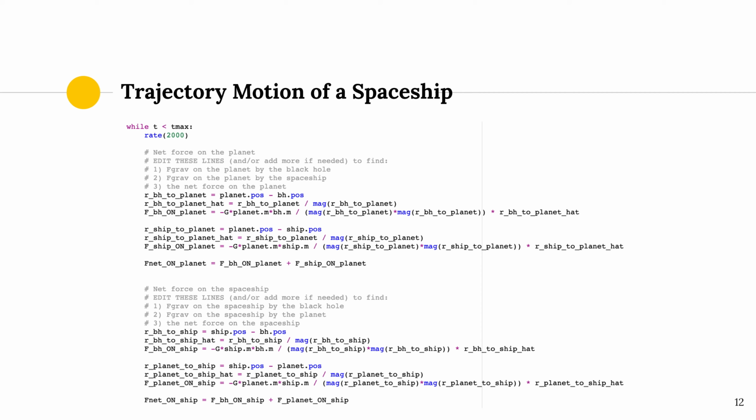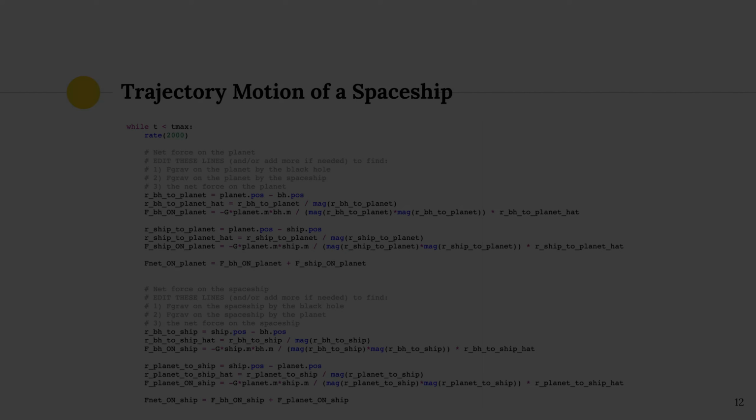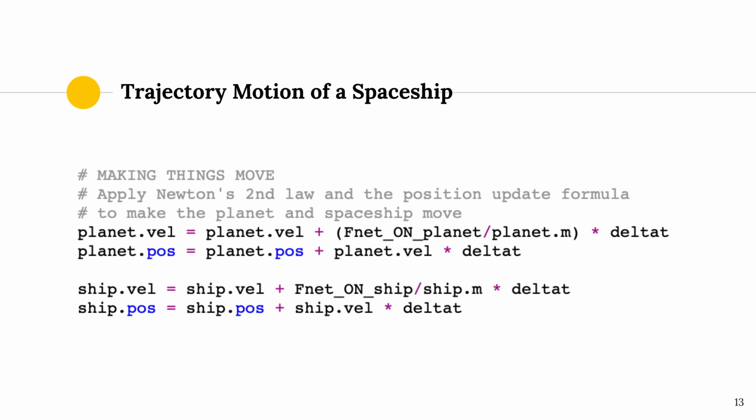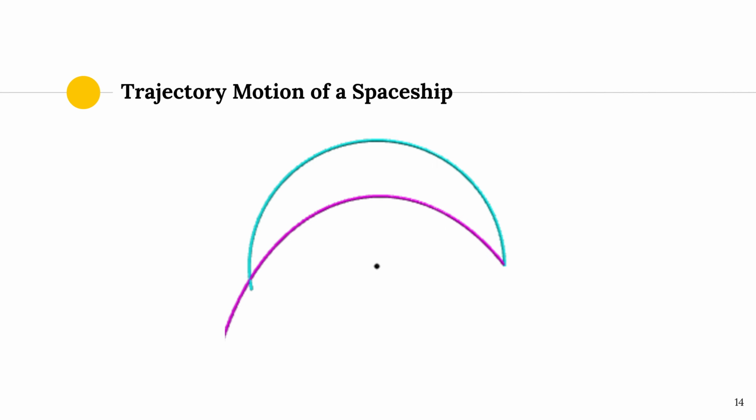The forces that need to be considered were gravitational forces. Lastly, I updated the velocity vector first using the velocity update formula, and I updated the position using the position update formula. This is the motion of the planet and the spaceship orbiting the black hole. The motion of the spaceship is indicated in purple.